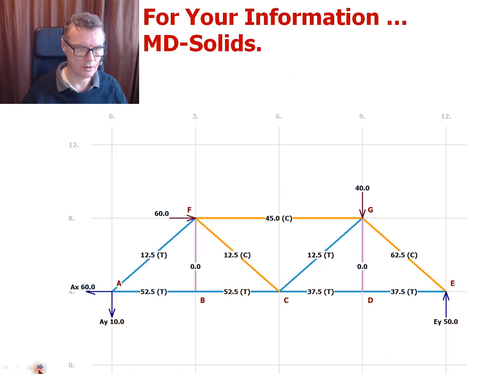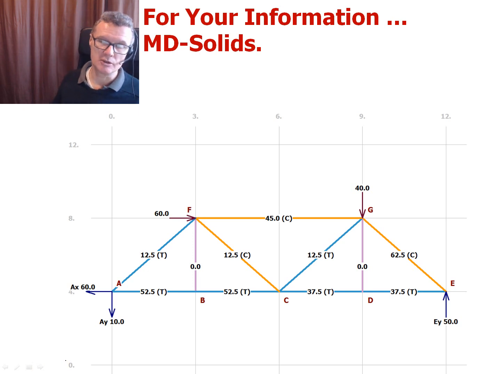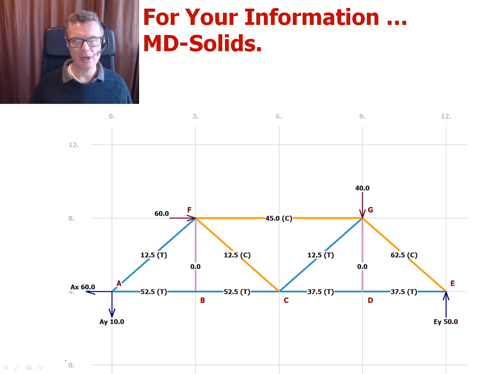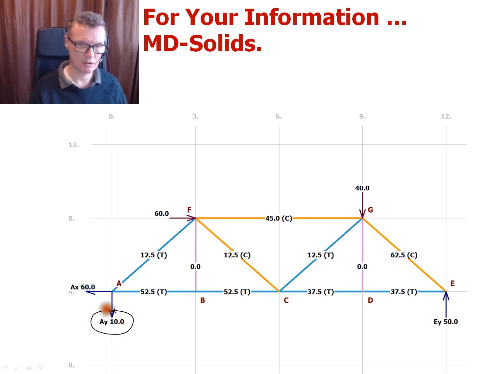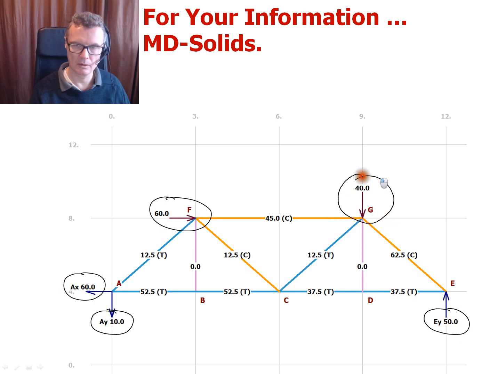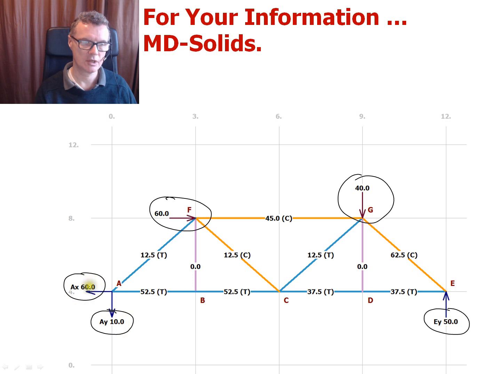Finally, obviously you can't do this in the exam, but you can have a look at the result if you use something like MD Solids, and that will tell you what all the various members should have, and also we can see the reactions here, can't we? So MD Solids shows us the reactions for our current loading. Okay, so everything looks good. 10 going downwards, 60 going right to left, 50 going upwards.